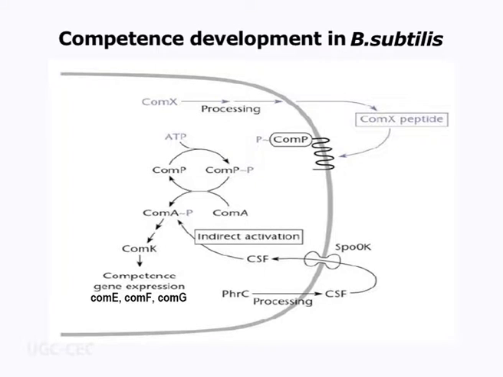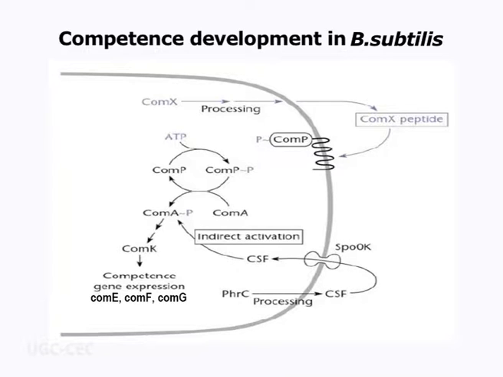Ma'am, how is competence regulation brought about in Bacillus subtilis? In Bacillus subtilis, the COM-E, F and G operons are responsible for exhibiting competence. But the expression of these three operons is switched on by a transcriptional control element called COM-K. And this transcriptional element COM-K is under the regulation of the COM-P, COM-A two-component system.